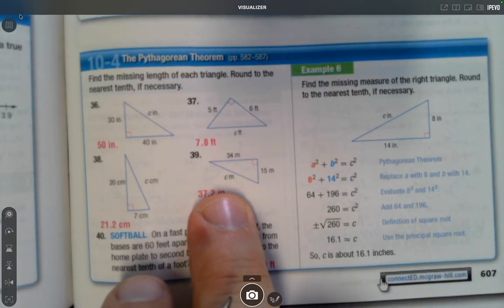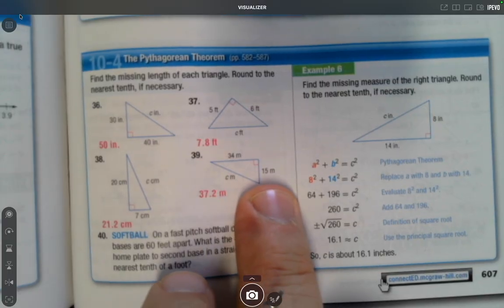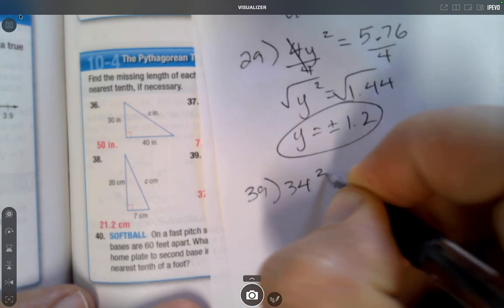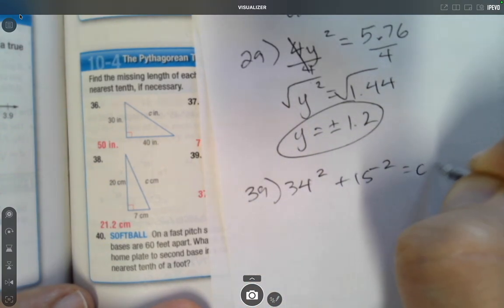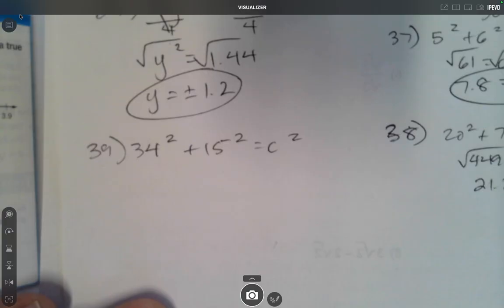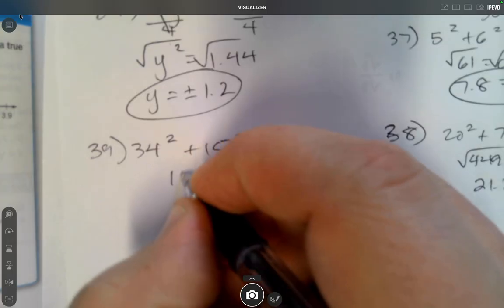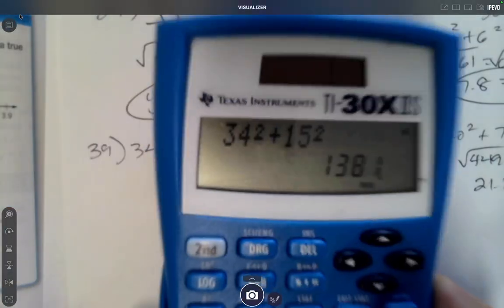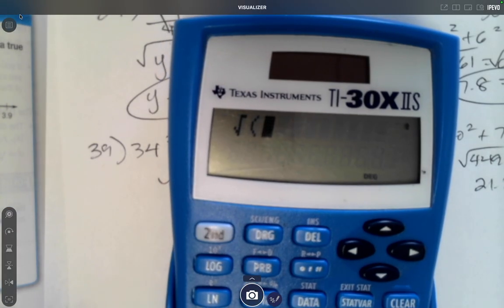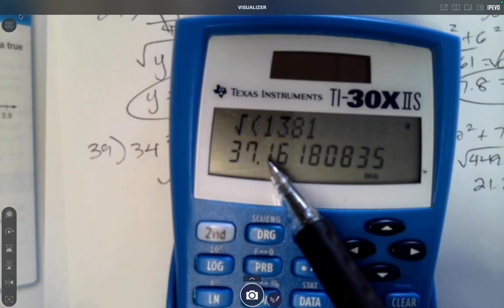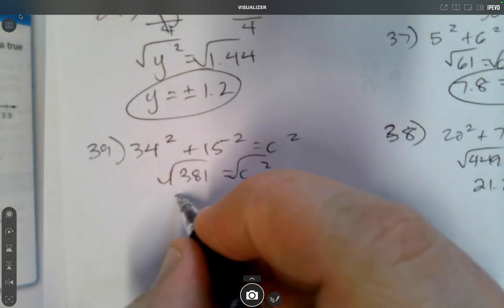39, we're looking for C again, so we plug in 34 for A, 15 for B. So I plug 34 squared plus 15 squared in the calculator. Gives me 1381. Then to get rid of the squared, I take the square root of both sides. So I do the square root of 1381. I get 37.2 because this 6 tells me to round the 1 up to a 2. So 37.2 is C.